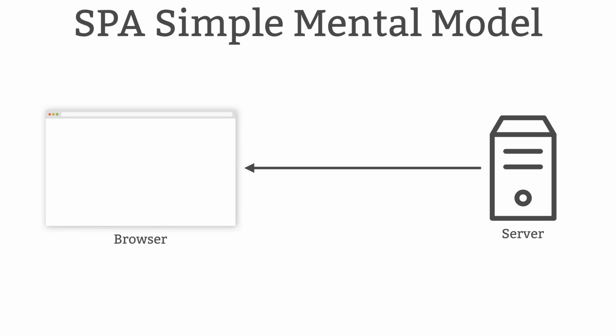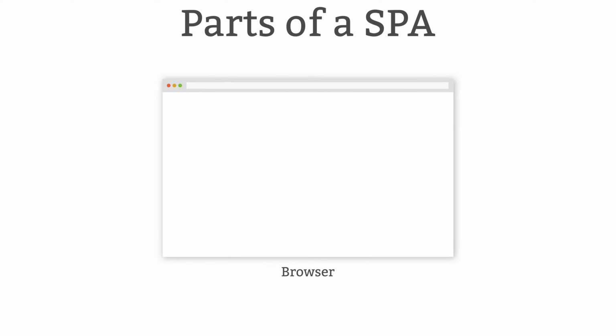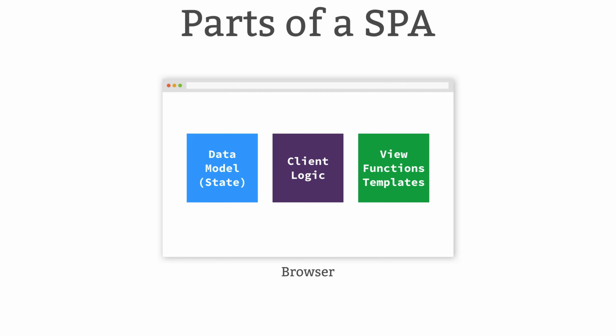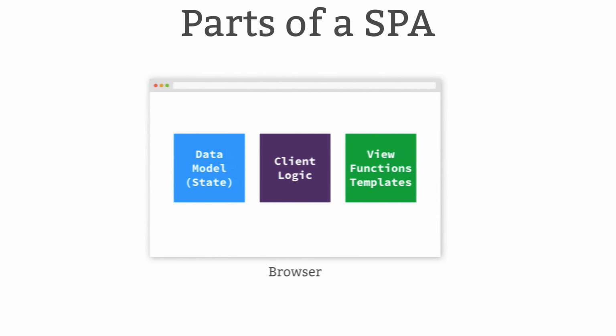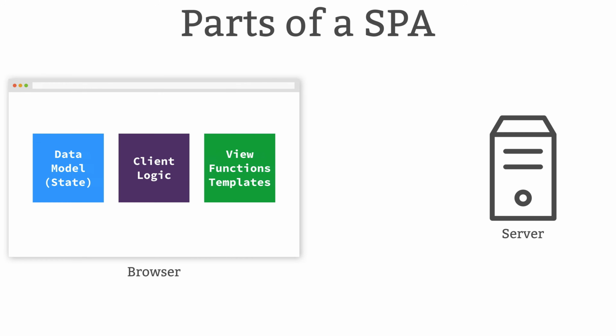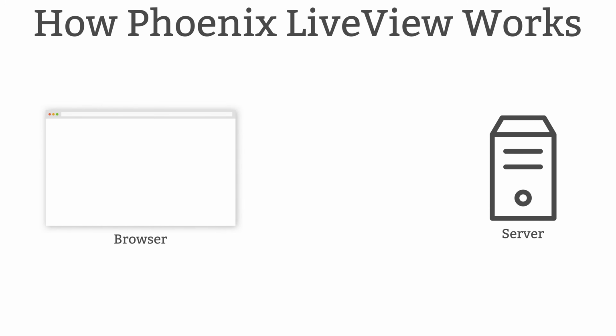Okay, let's take a slightly deeper look at the parts that make up a typical single-page app. I think you can break a single-page app into roughly 3 parts: the data model and state, client logic, and view-related functions and/or templates. Now, a single-page app still needs to talk to the server, usually to send data back and forth via HTTP, but there might also be a WebSocket to support real-time features. Okay, with this simple model in mind, let's start to look at what Phoenix LiveViews are and how it works, and we'll see how LiveViews compare to single-page apps.